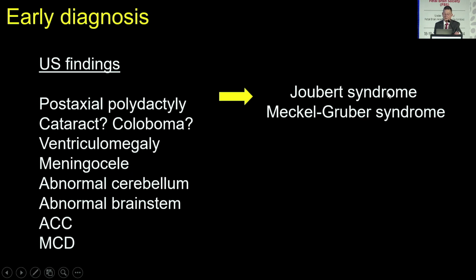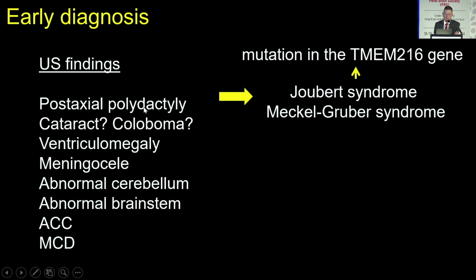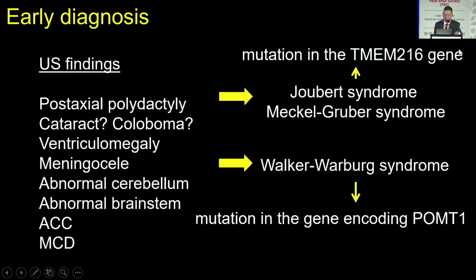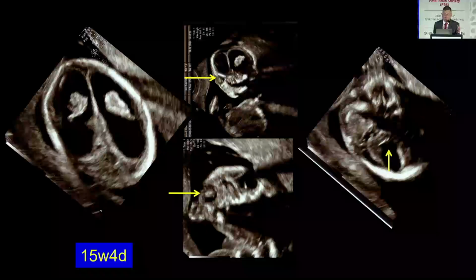This was Joubert syndrome, Meckel-Gruber, because of the presence of all these findings, and this was associated mostly with this mutation, or the possibility of Walker-Warburg with a mutation in the POMT1 gene, and actually it turns out to be a mutation in the POMT gene. Both of them are autosomal recessive diseases, but they look quite similar.